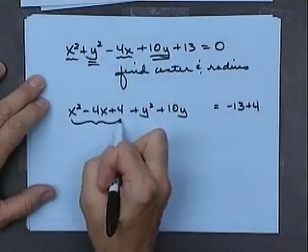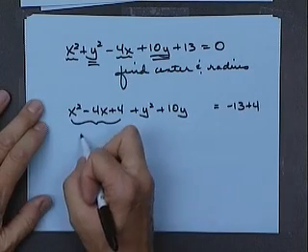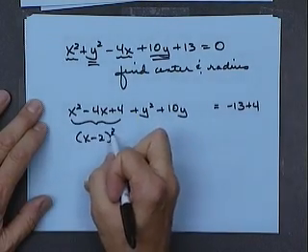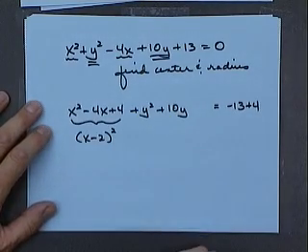Now, that completes the square. Why do we want to complete the square? So we can put it in that other form, that standard form. So this now becomes a perfect square. That's what completing the square means.